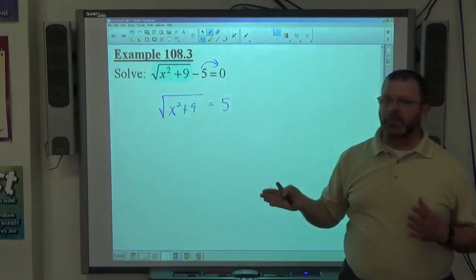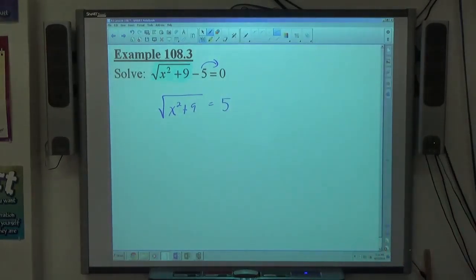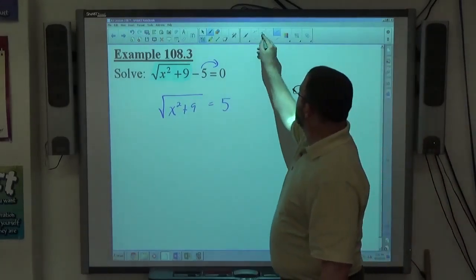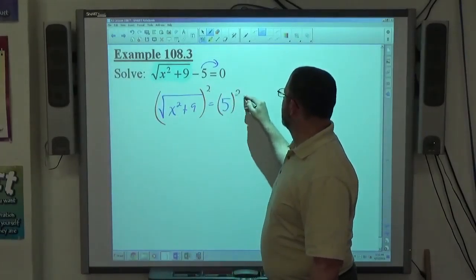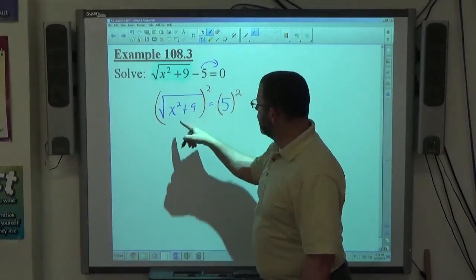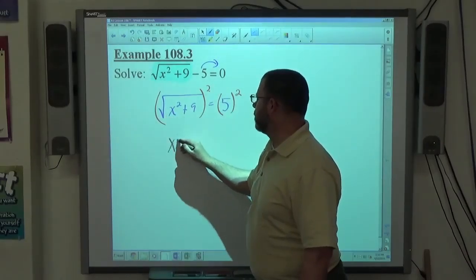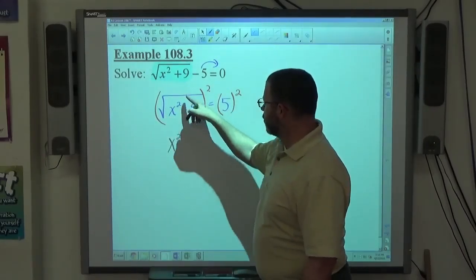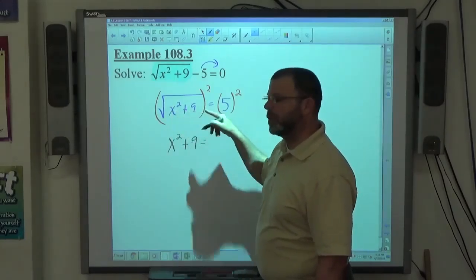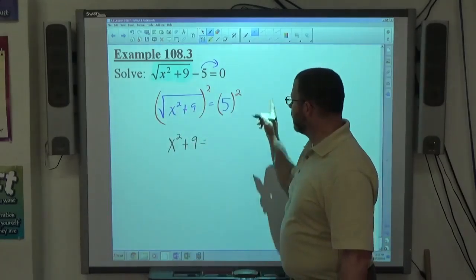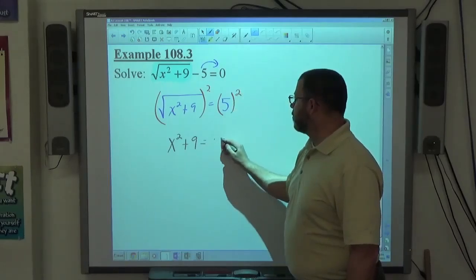So again, priority 1, every single time you see a square root in an equation, priority 1 is to get that square root expression all by itself, everything else moved to the other side. Then we square both sides, and that gets me to, on this left side, x squared plus 9. Square root and square root undo each other. Whatever's inside the radical, x squared plus 9 in this case, is what goes down there. Over here, 5 to the second power is 25.